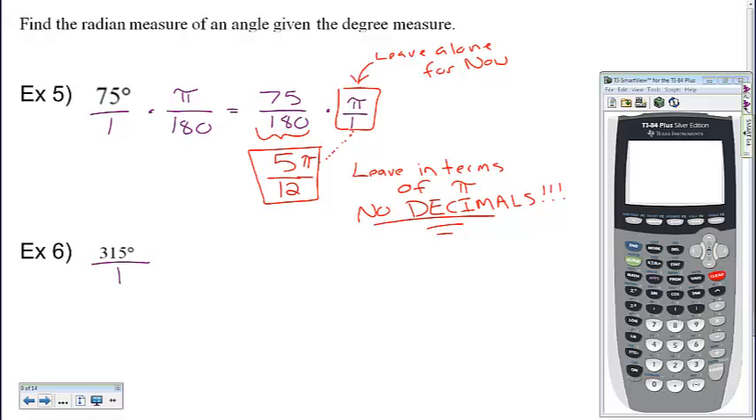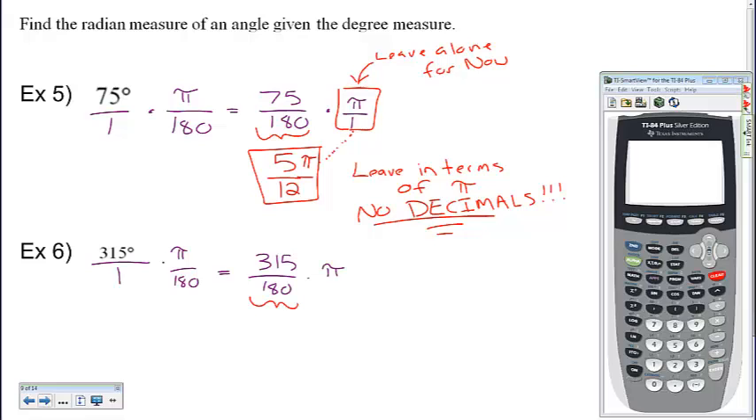In example 6, we're going to do the exact same thing. Place 315 over 1. Multiply by your new conversion factor, pi over 180. Rewrite it so that your two numbers are a new fraction, 315 over 180, and you're multiplying by that pi over 1, or in this case, just pi.